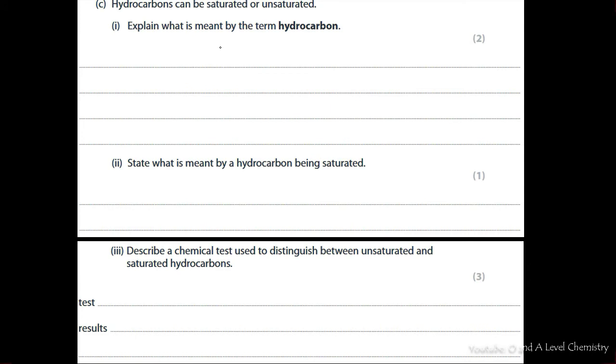Okay. Hydrocarbons can be saturated or unsaturated. Explain what is meant by the term hydrocarbon. So again, you have 2 points here. The first point is going to come from saying that these are stuff that contains carbon and hydrogen. And I have seen students just finish it up here, stuffs with carbon and hydrogen.